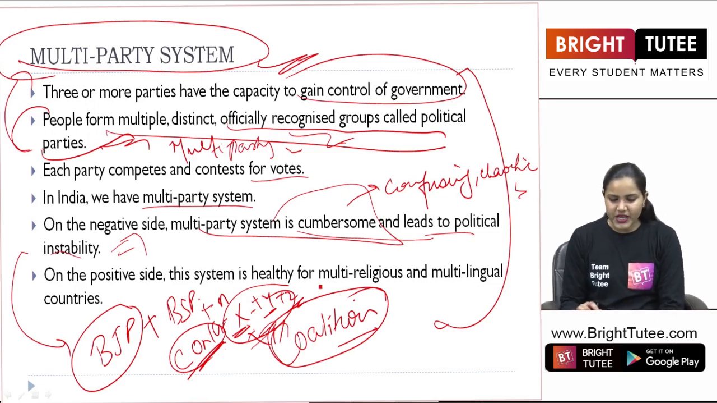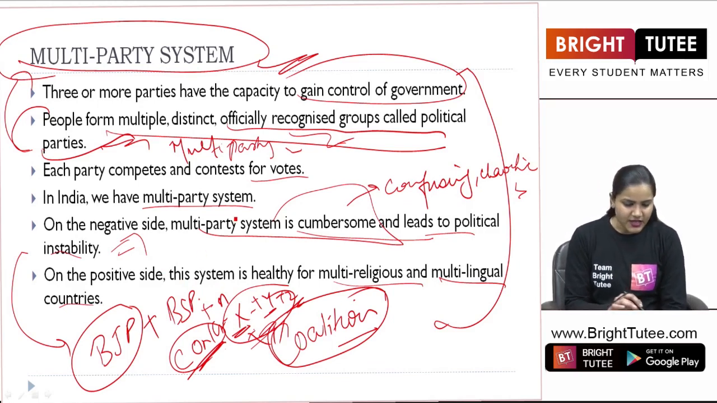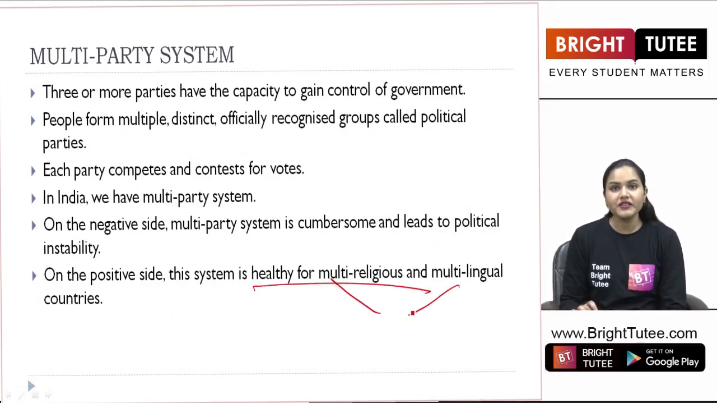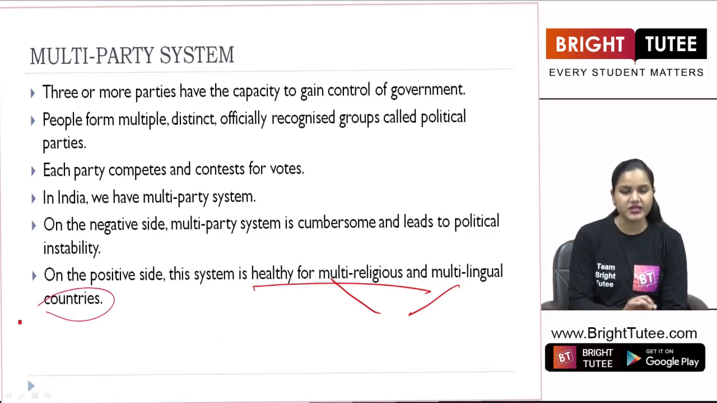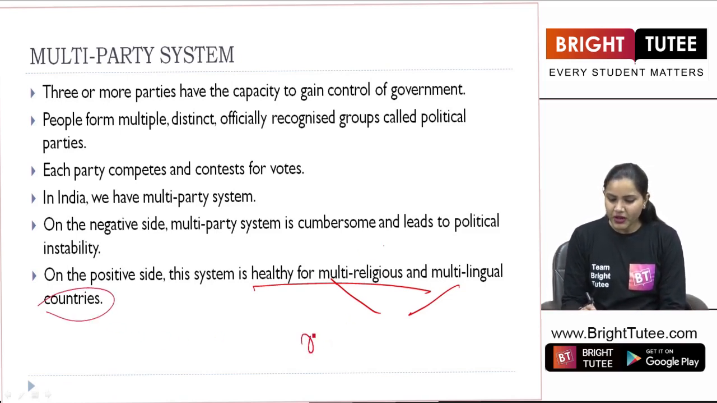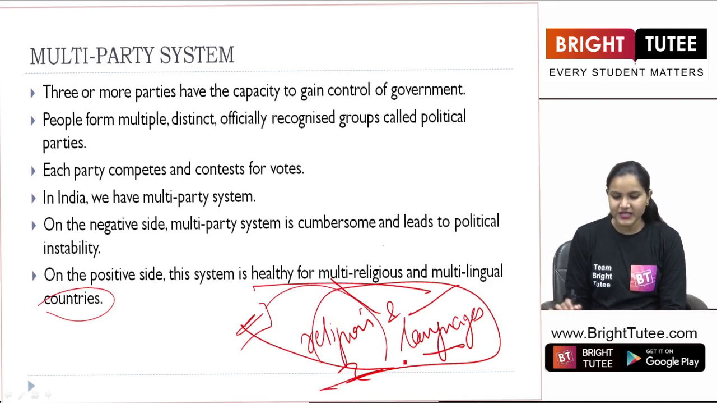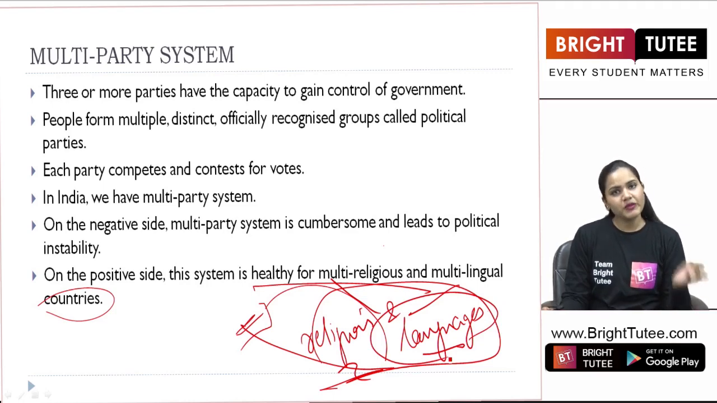On the positive side, this system is healthy for multi-religious and multilingual countries. The multi-party system is basically good for multi-religious and multilingual countries, a place where people belong to different religions and speak different languages. So these political parties might represent this broad social base, people belonging to different religions and speaking different languages. So it might be good for them.